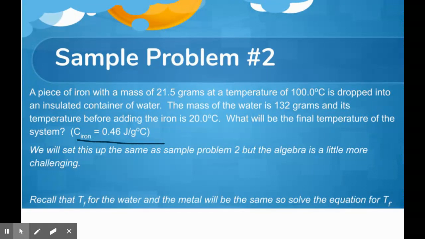Now you're going to set this problem up the same as you did the first sample problem, but the algebra is going to be a bit more challenging. So remember that the final temperature for the water and the metal is going to be the same, so you're going to be solving the equation for the final temperature.